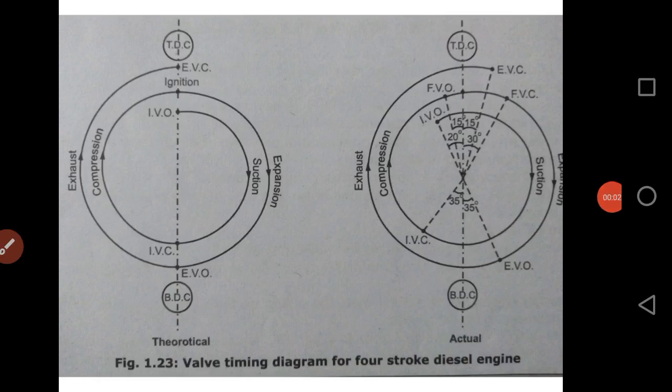Dear students, in your previous lecture, we discussed the valve timing diagram for four-stroke petrol engines. So today we are going to discuss the valve timing diagram for the four-stroke diesel engine. Here you can see the theoretical and actual valve timing diagram for the diesel engine.